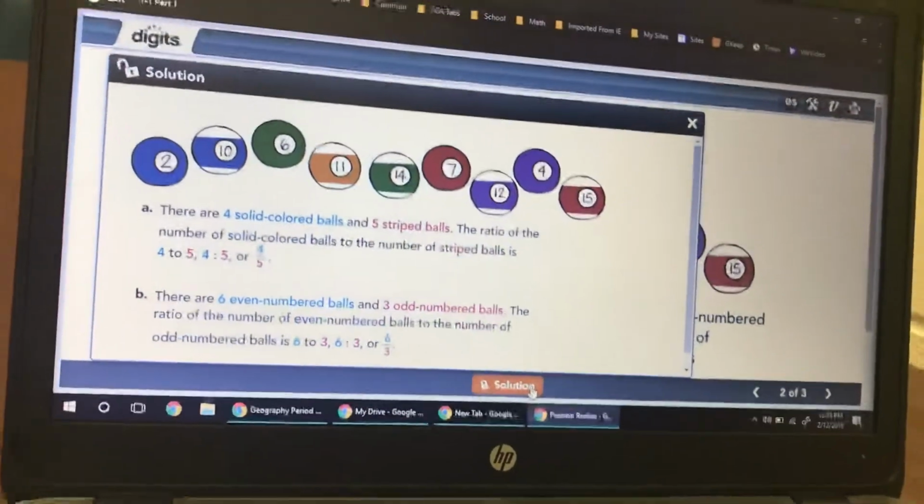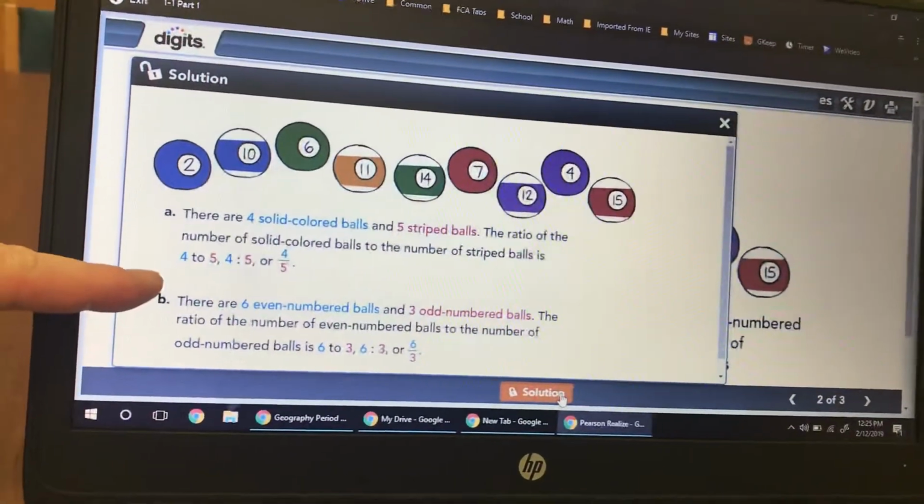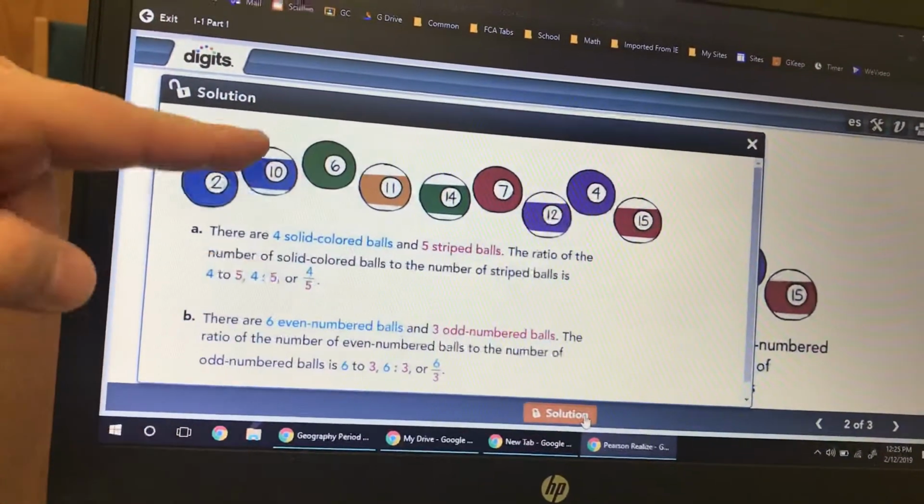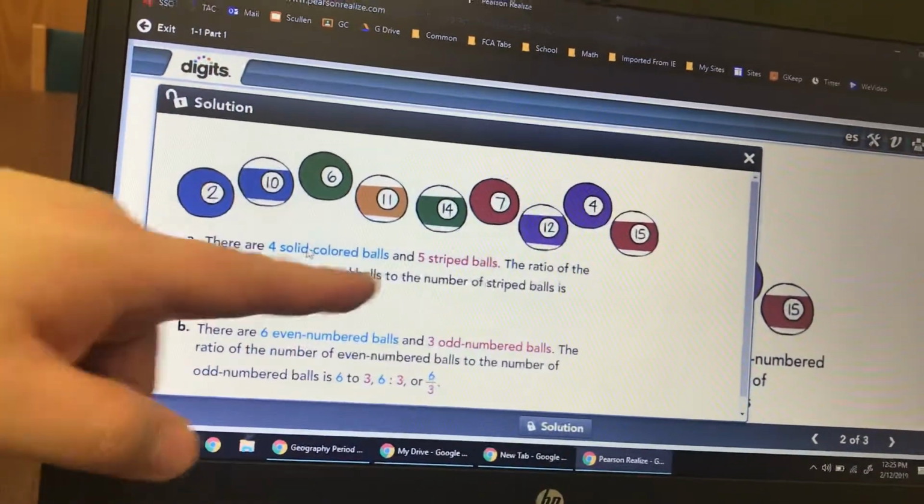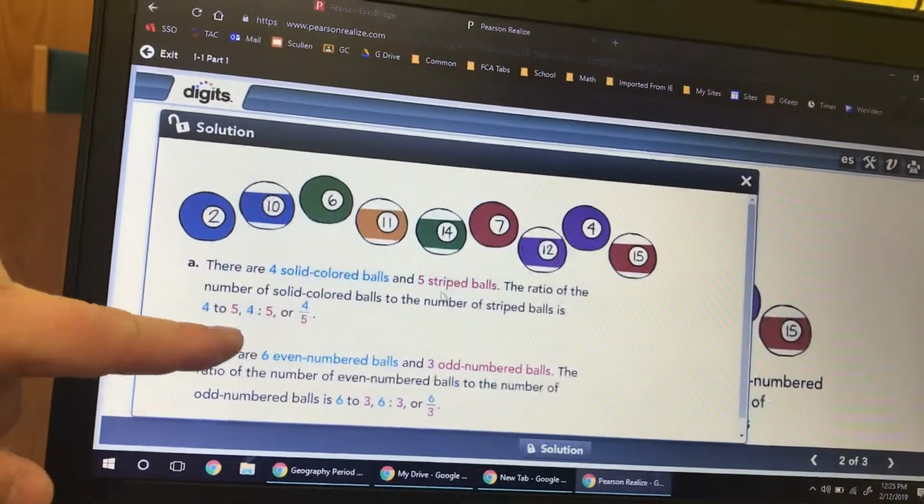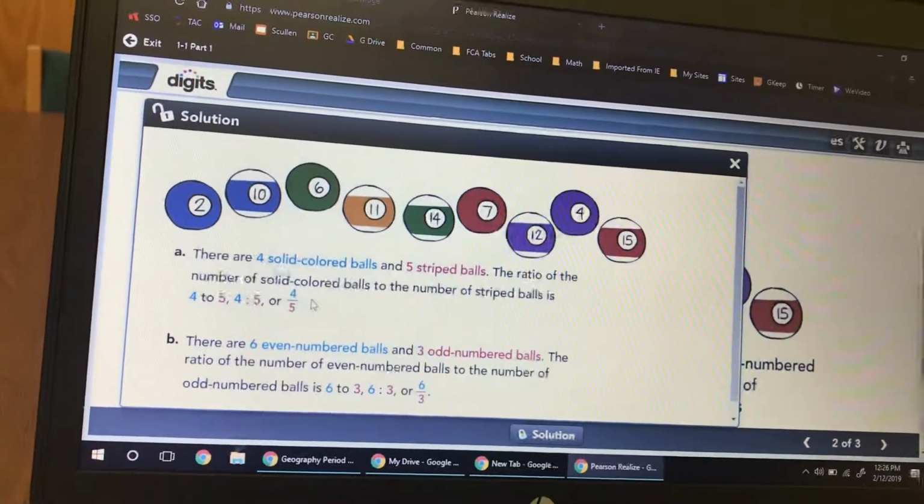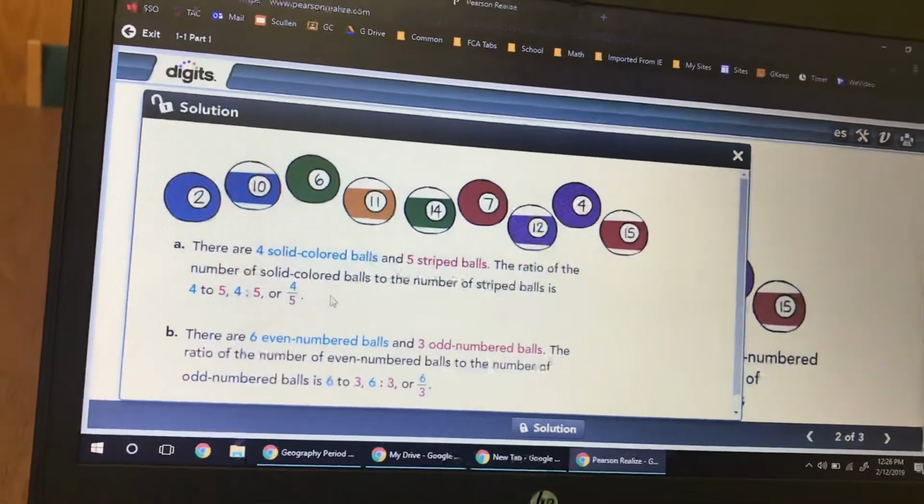And once the solution comes up, it has an explanation, right? As well as kind of what the answer is in regards to what they're looking at. So for example, they're looking for a ratio of solid to striped. So then it's a 4-to-5 ratio. That's what ratios are kind of doing. It's kind of an introduction. So far, so good? Yeah.